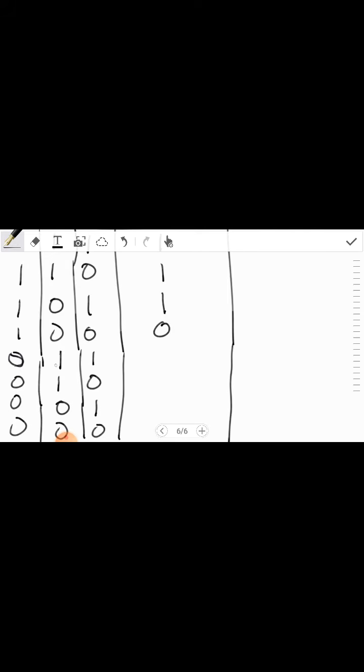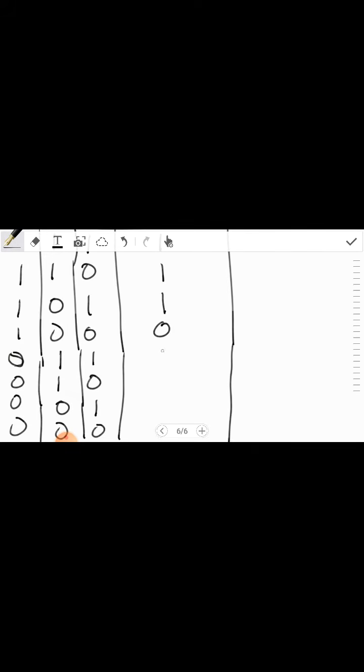Okay, Q or R. This is true. True and true. This must be true. Q or R. This is true. True and true. This must be true. Q or R. True. True and true. True. Q or R. This must be false. And this must be false. This is true.